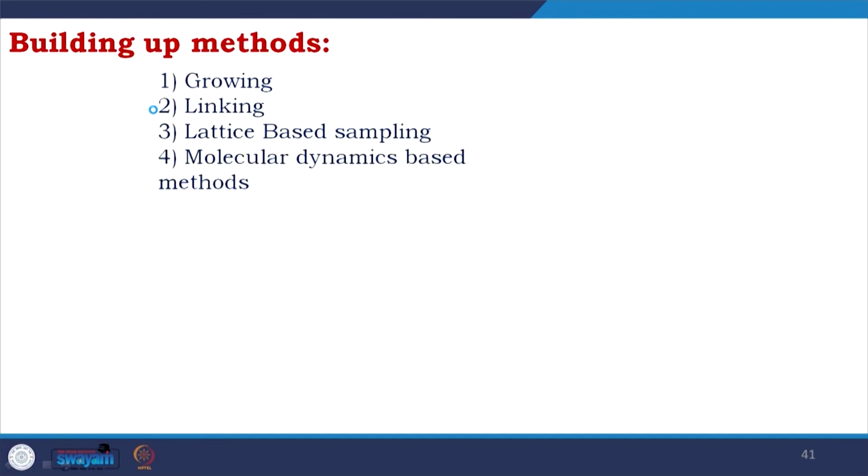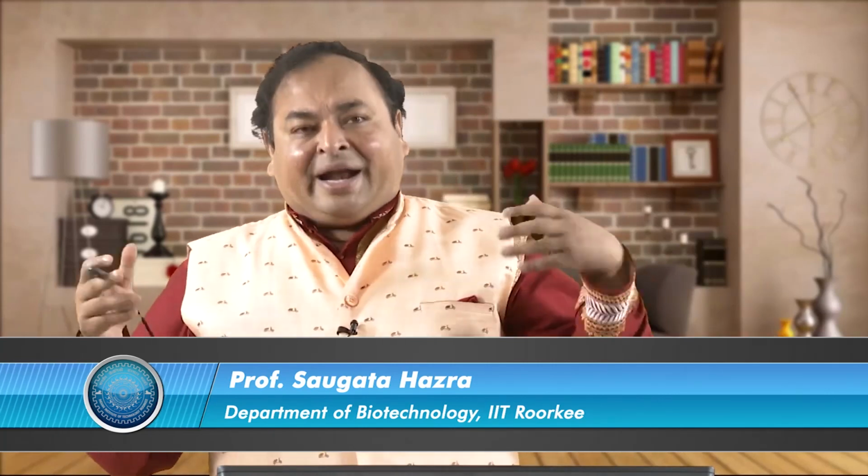Building up methods. There are 4 types: growing, linking, lattice based sampling and molecular dynamics based methods. I am not going into all the details, but growing means, as I showed, it would grow gradually by coming up with different ligands and seeing how one fits. Linking comes with fragments. You have a library, and let us say 2-3 binding sites, or parts of the binding sites, are there. So 3 fragments bind there and then you do the linking.